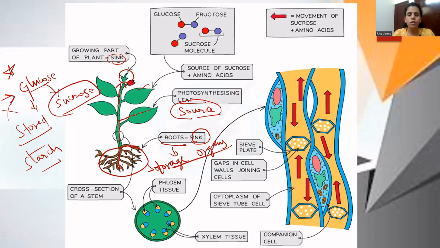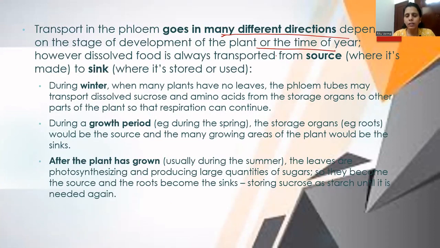specifically about sucrose. Okay. Now, while translocation of this food through the plant, the food goes in many different directions. That means transport in phloem occurs in many different directions. It can be from leaves to the lower part of the plant, that is roots, or it can be from root to leaves or maybe the growing region of the plant. That means the source or sink in the plant keeps on changing. The position of source and sink keeps on changing, and that actually depends on the stage of development of the plant or maybe the time of the year.